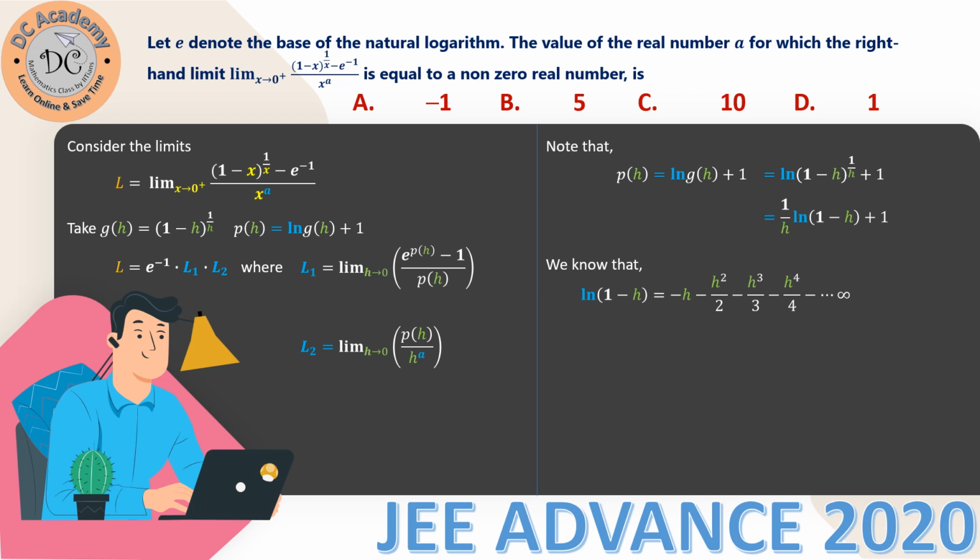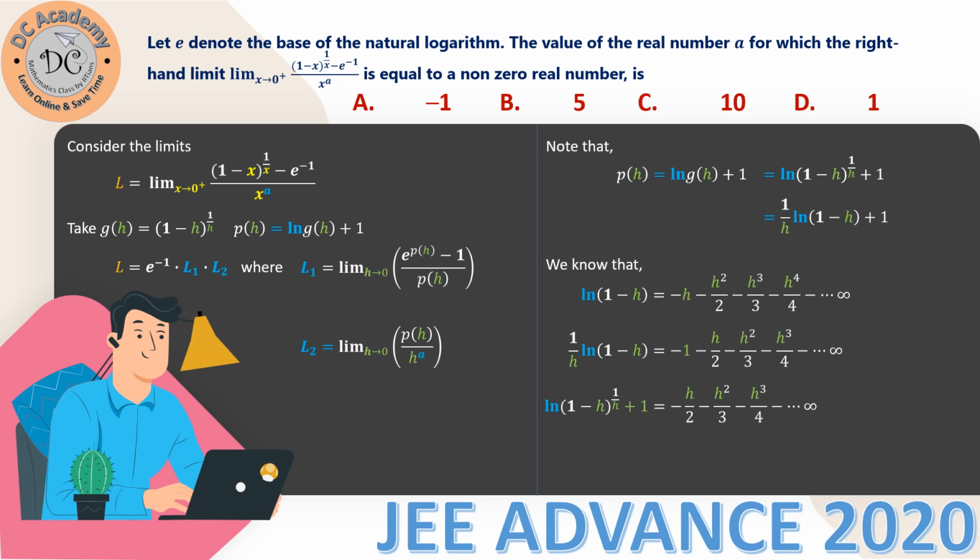Using that, we find ln of 1 minus h will be minus h minus h squared by 2 minus h cubed by 3 and so on and so forth up to infinite. If I divide it by h, we get minus 1, minus h by 2, and all that term. This is very basic. Now we need to calculate that limit of 1 minus h whole to the power h plus 1.